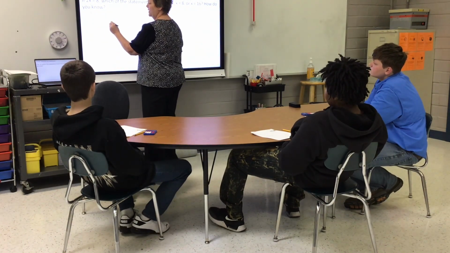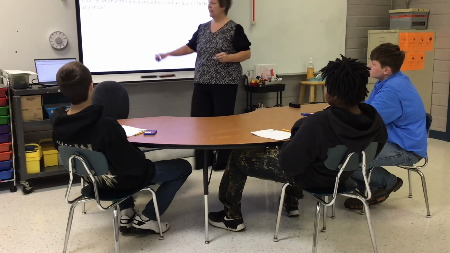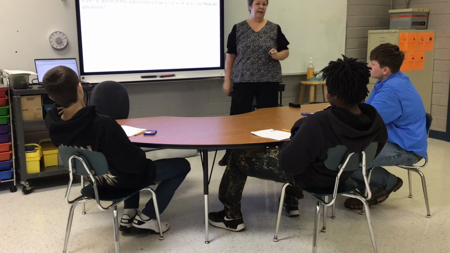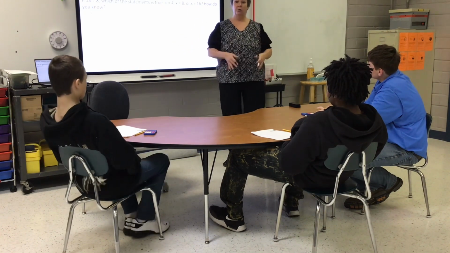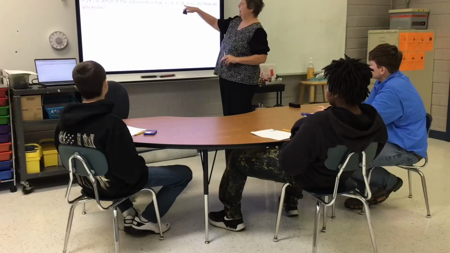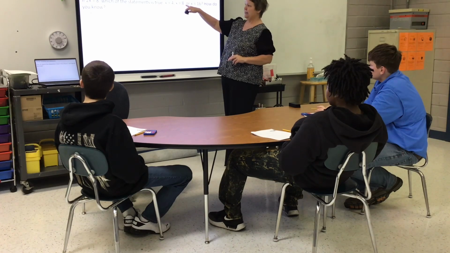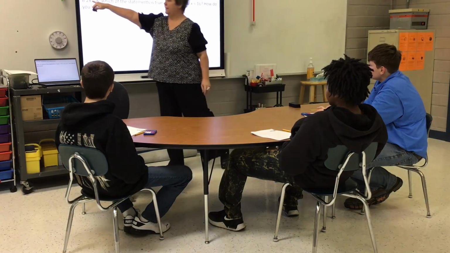The right side is already solved. It already says equals 8. Are both sides of the equal sign true? Yes. Does 8 equal 8? Yes. I want you guys to substitute x for 8 in the original equation.